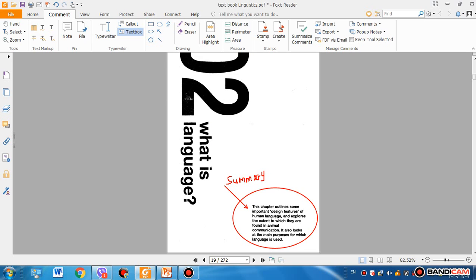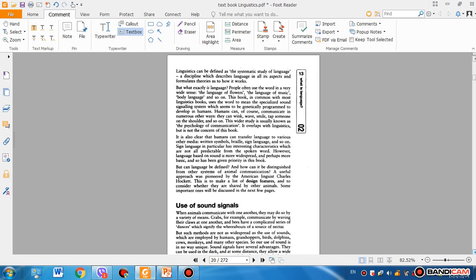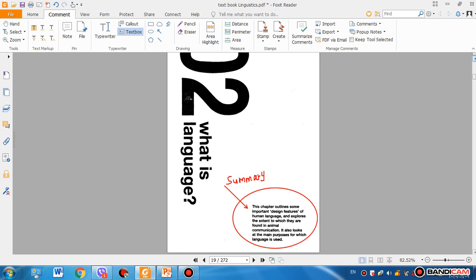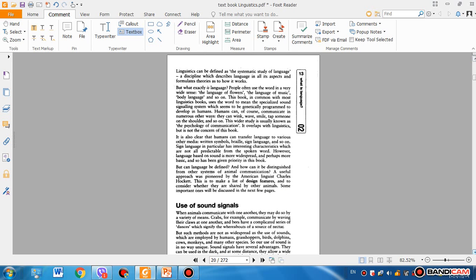So this chapter is on pages 12 to 13. This is the chapter's first page, right? On the next page, page number 13, let us read the first part of this, the introduction of this chapter.